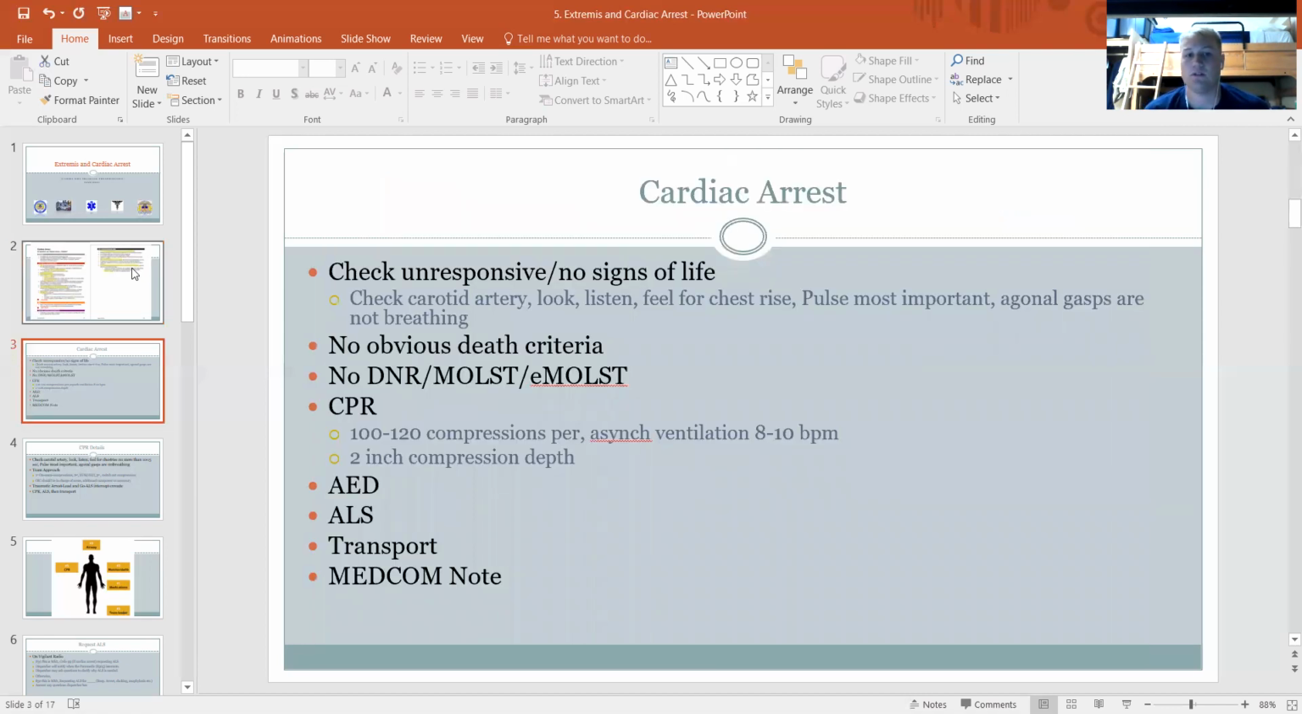So as I said before: check response and no signs of life, carotid artery, look, listen, feel for chest rise, agonal gasps are not effective breathing, no obvious death, no DNR or MOLST, compressions, AED, ALS, transport.